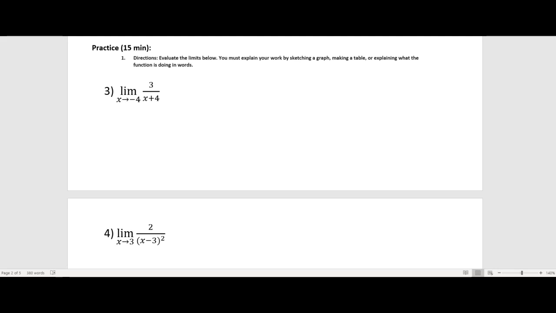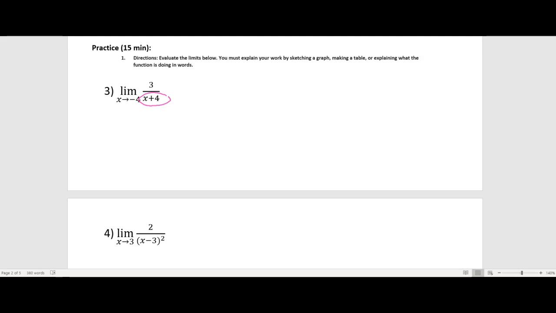Alright, so just like I asked you to do, I am going to work out these problems analytically, and then we're going to check our solutions with a graphing calculator. We'll look at both the graph and the table. So right away we should be able to see that this function is going to have a vertical asymptote at x equals -4, because that's where the denominator is going to be equal to 0. And the numerator will not be equal to 0, so we don't have an indeterminate form.